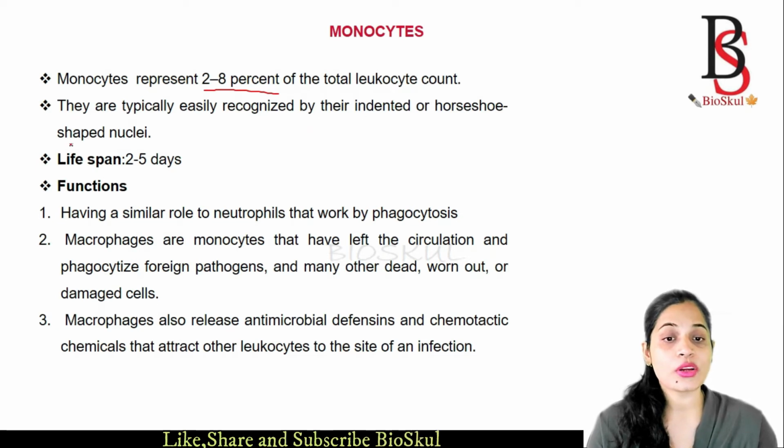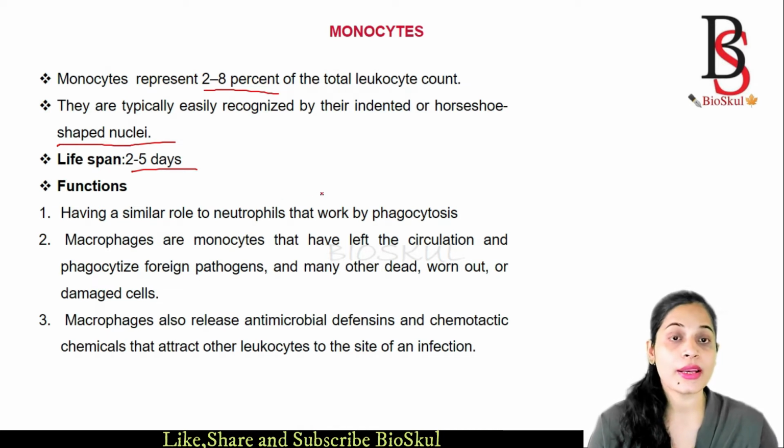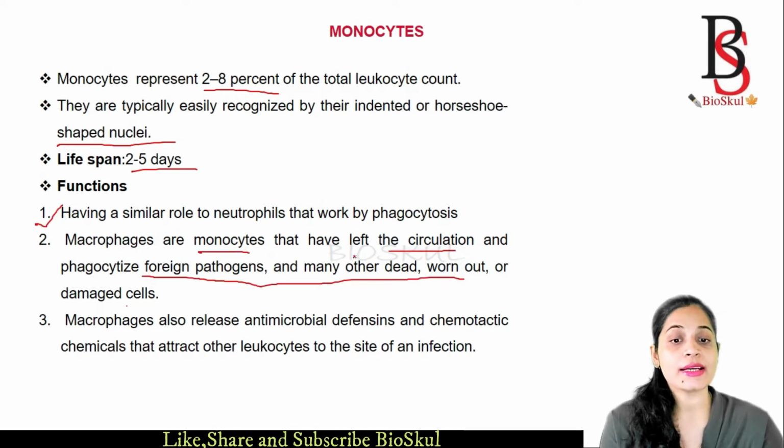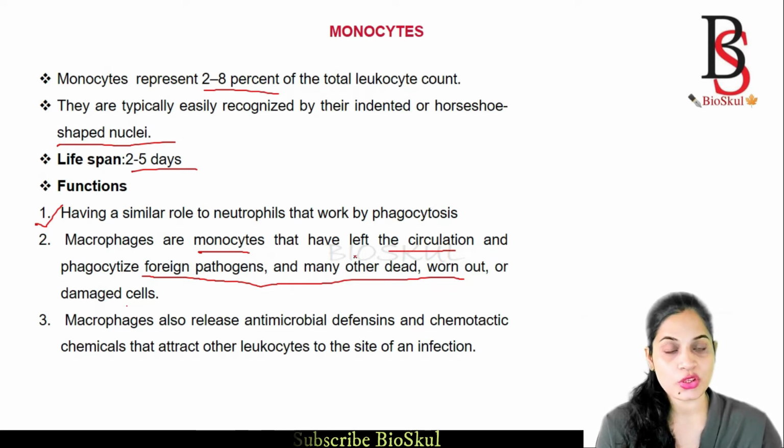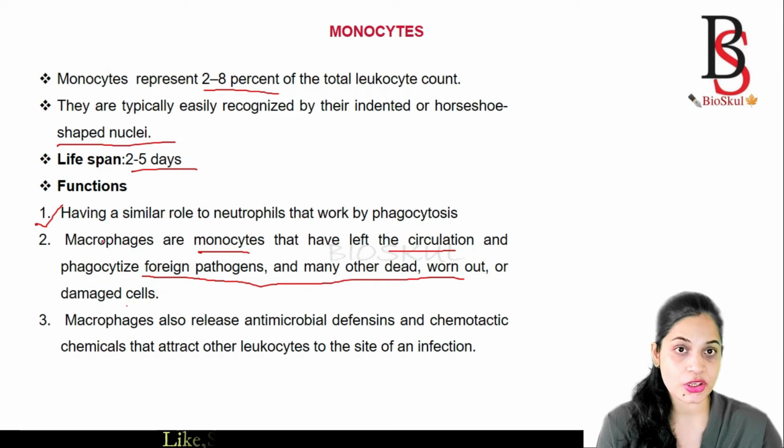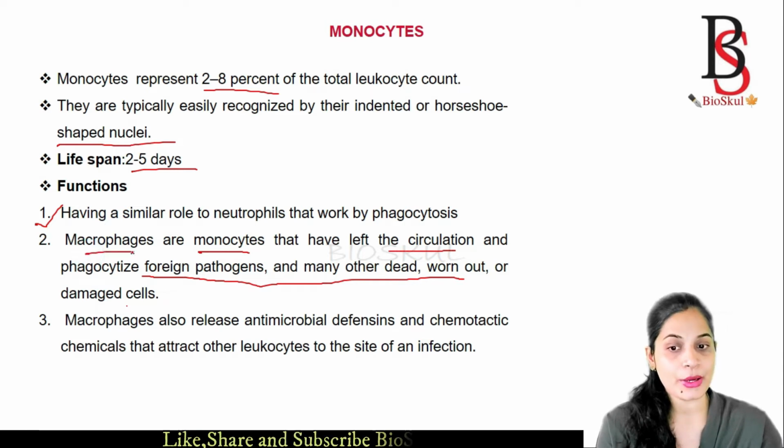They are easily recognized by their horseshoe-shaped nuclei, and their lifespan is only 2 to 5 days. What are the functions of monocytes? Like neutrophils, the monocyte is also an efficient phagocyte. Macrophages are monocytes that have left the blood circulation. When present in the circulation it is known as a monocyte, but when it leaves the circulation and enters the tissue, it is called a macrophage. And the macrophages phagocytize foreign pathogens and damaged cells.